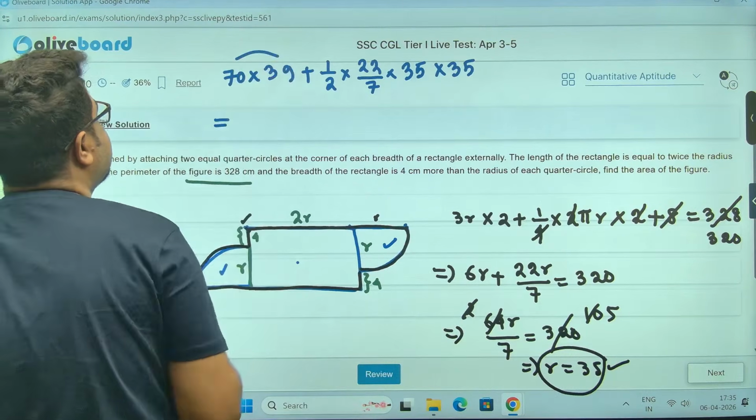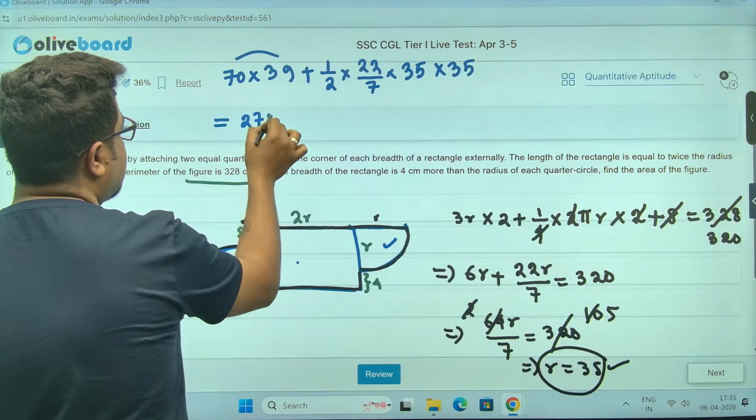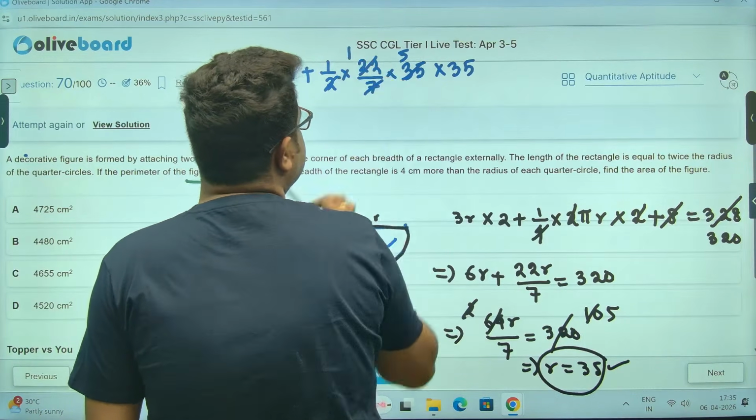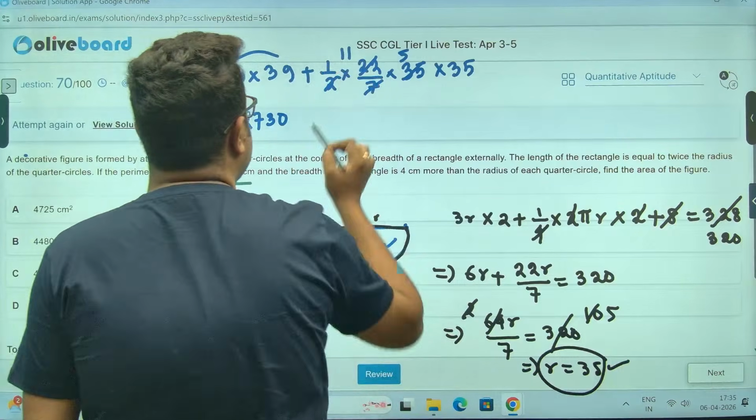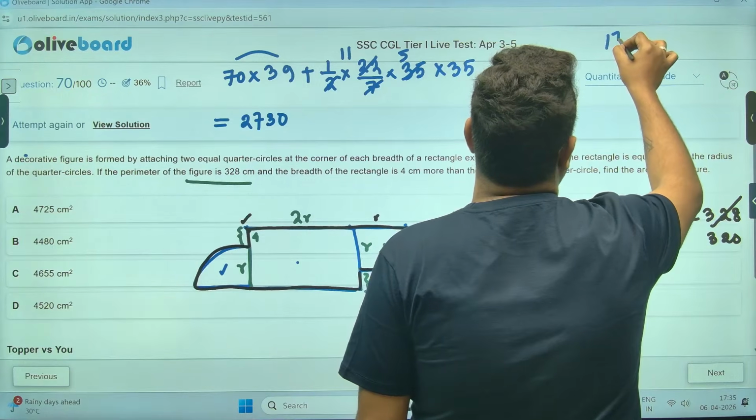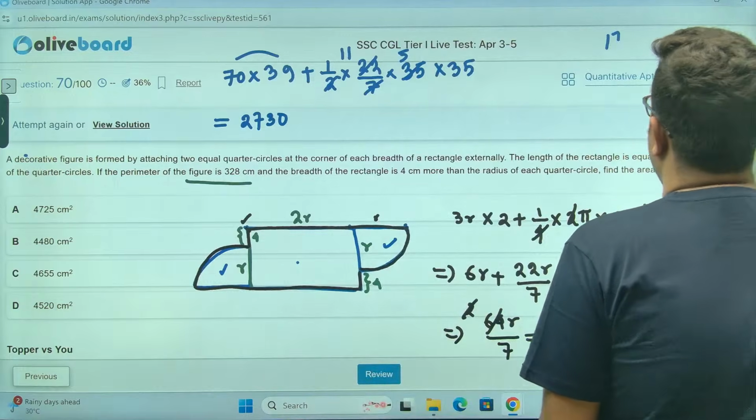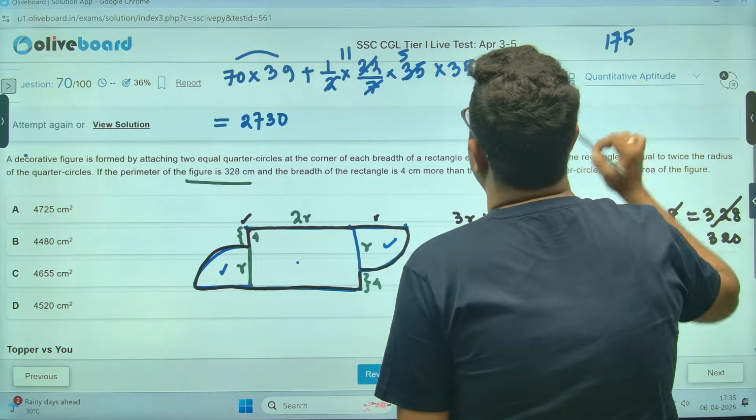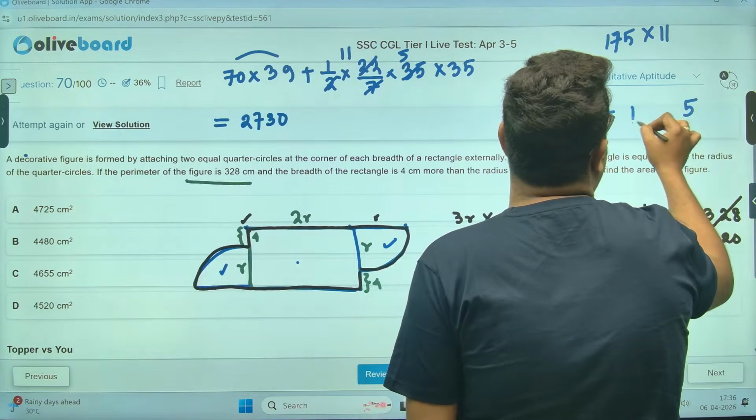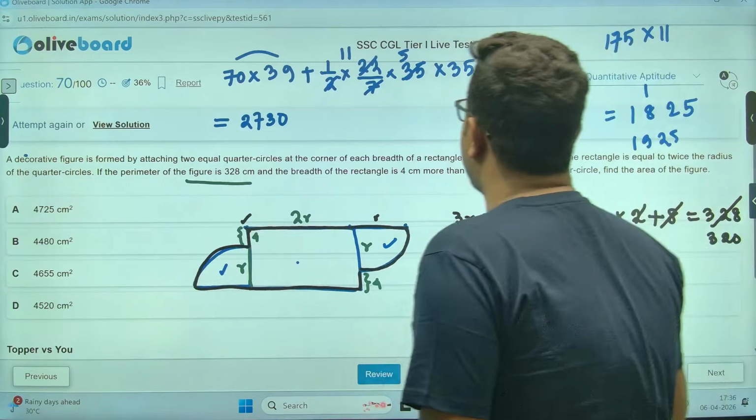Sir, 40 into 7. 280 minus 7. 2730. 7 5s are this. 11s are this. 35 into 5. 150 once. 1 second. Yeah, 175, right? Into 11, sir. 11 multiple will be 5 and 1, 12, 1, 7, 1, 8. 1925. 1925, sir.